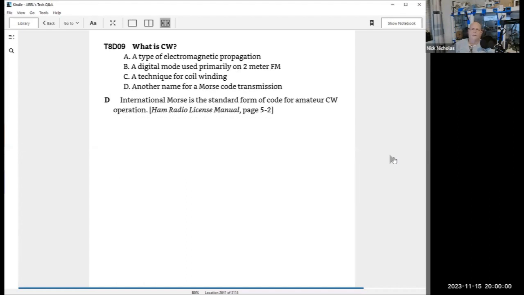All right, what is CW? CW is continuous wave. All right, so it's another name for Morse code.